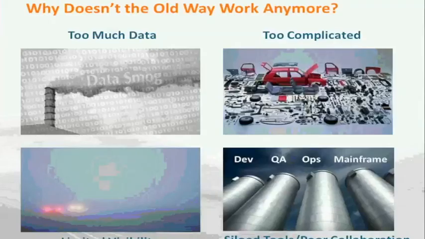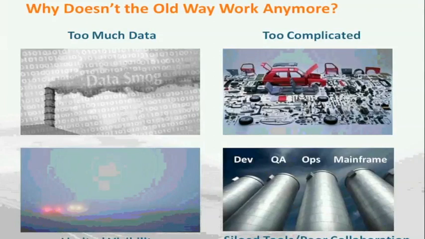So why doesn't the old way of analyzing the performance issues of web and mobile applications work? First and foremost, there's too much data. The data in hand is not really good enough. You just have to deal with data, but not real information. So you need a tool which cuts through this data and gives you the value you are really interested in.